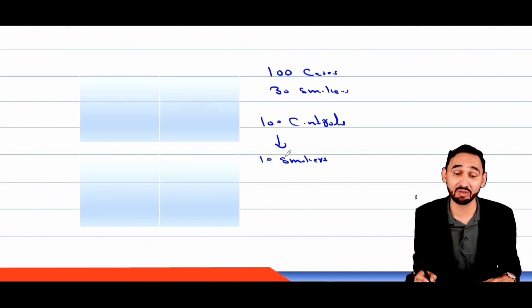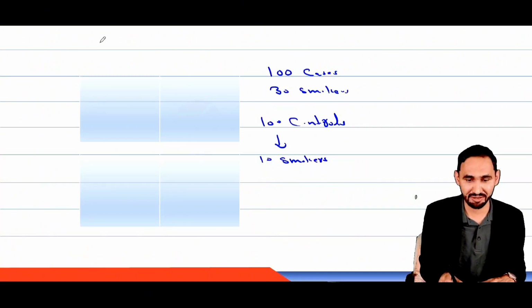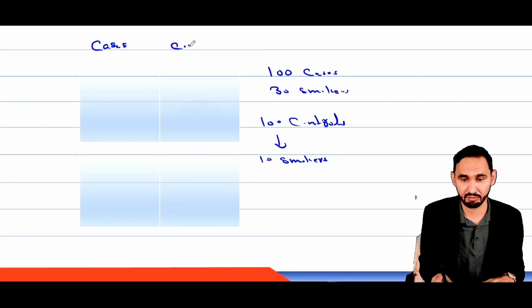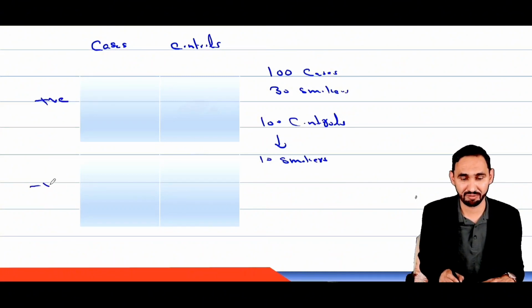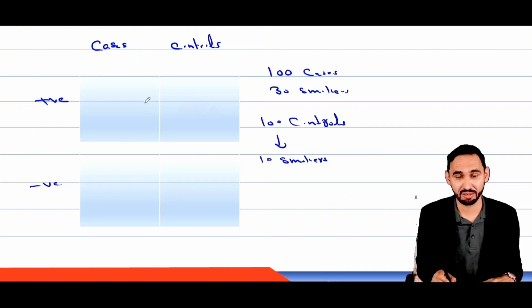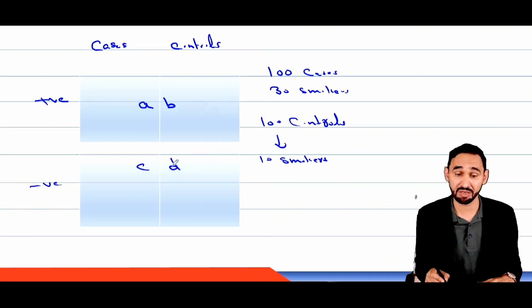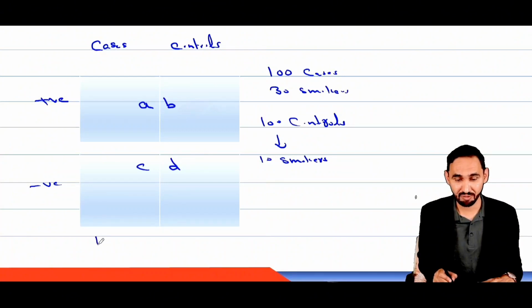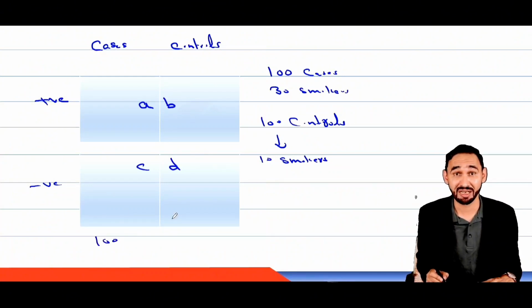So how will we draw the 2 by 2 table? There are cases and there are controls. We'll compare the exposure. Positive means exposed and negative means non-exposed. So there is A, there is B, there is C, and there is D. We fill the boxes. Now we see that there are 100 cases. We will write 100 below the cases, and there are 100 controls.